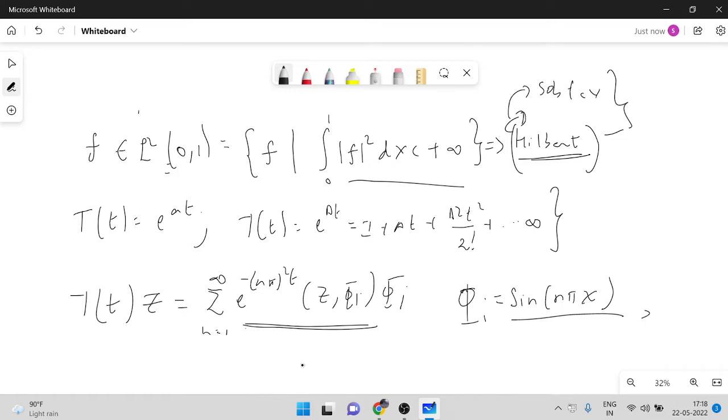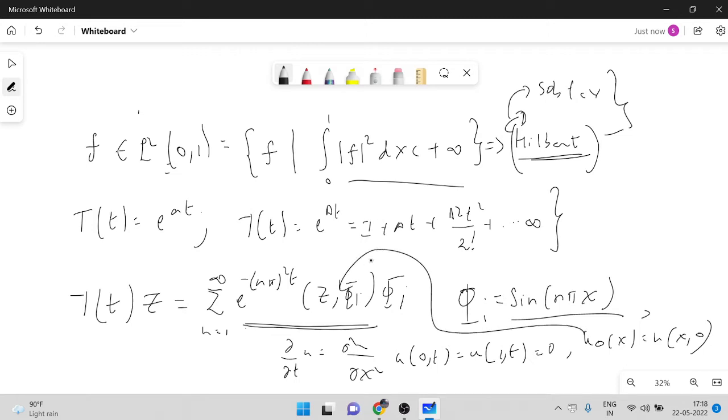If you look at this particular thing closely, this is the solution of the heat equation with Dirichlet boundary conditions. You basically solve this particular PDE, dou u by dou t equals dou square u by dou x square, with u of 0 comma t equals u of 1 comma t, which is 0, and u naught of x is u of x comma 0, and you just plug in your u naught here. What you get is the solution of the heat equation. And this particular inner product is, as I have defined before, the integral of z phi n dx.